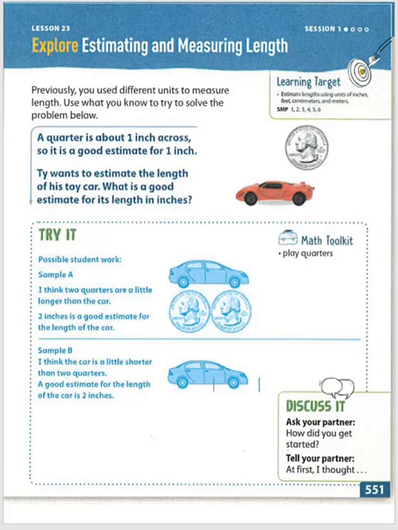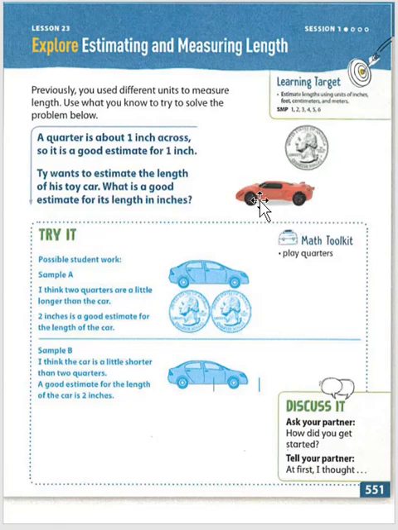551. Estimating and measuring length. Previously, you used different units to measure length. Use what you know to try to solve the problem below. A quarter is about 1 inch across, so it is a good estimate for 1 inch. Ty wants to estimate the length of his toy car. What is a good estimate for its length in inches?